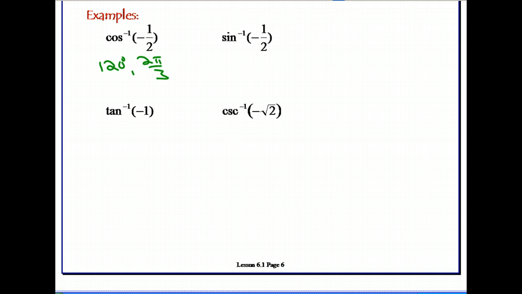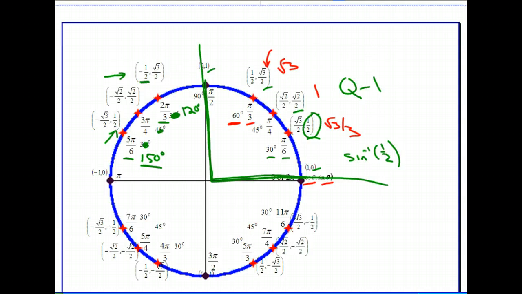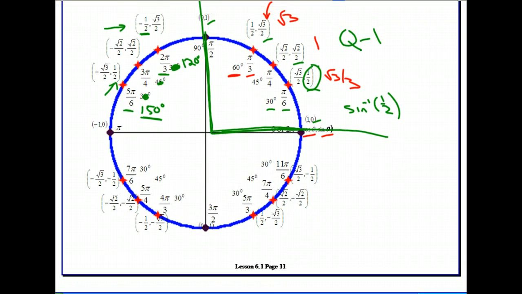Sine inverse of negative 1/2, then the agreement is look in the fourth quadrant. So let's look. Where's the y-coordinate negative 1/2? Let's look down here. Looking for the y-coordinate right there. Y-coordinate is negative 1/2.